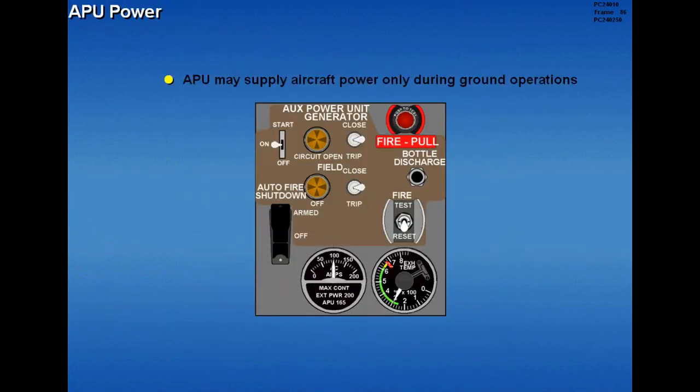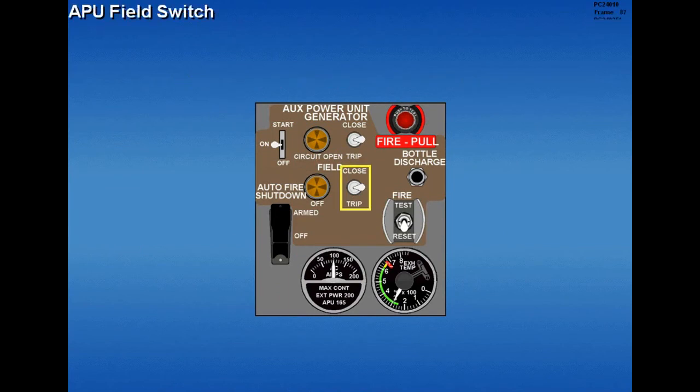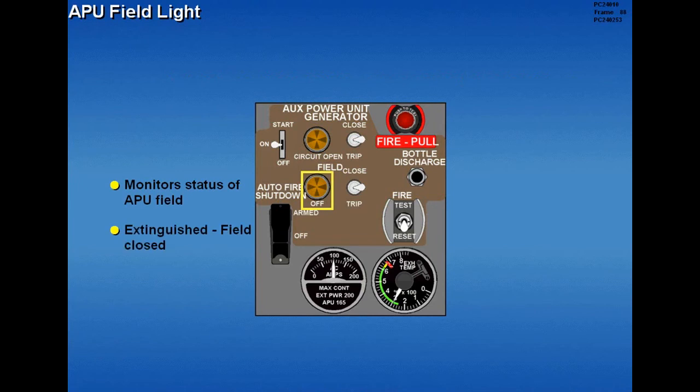The APU may be used to supply aircraft power only during ground operations. The APU field switch provides on-off control of the APU generator. The APU field light monitors the status of the APU field. The light is extinguished when the field is closed.